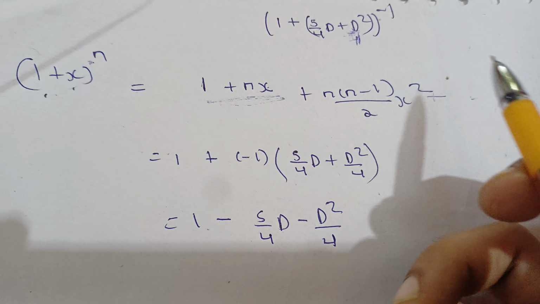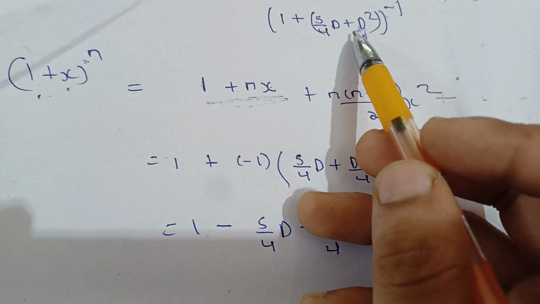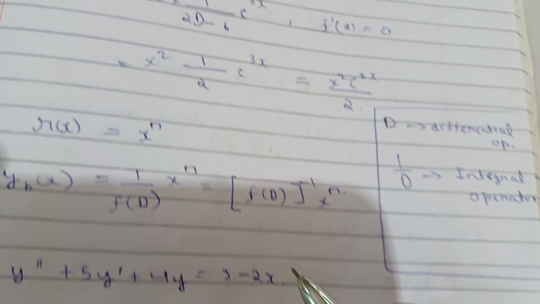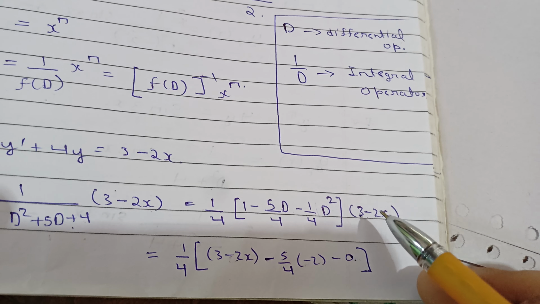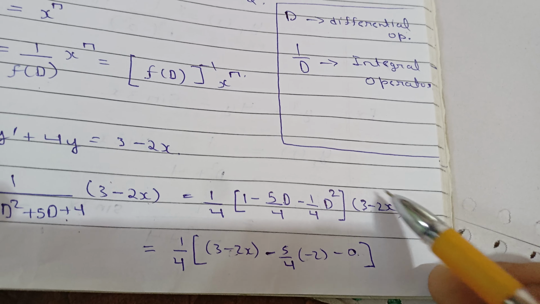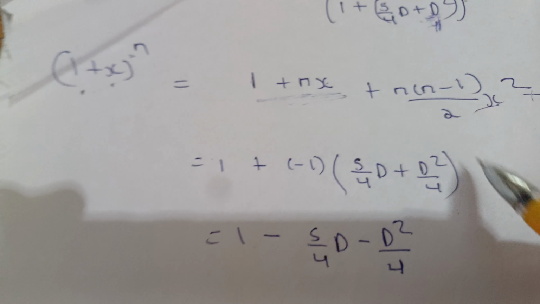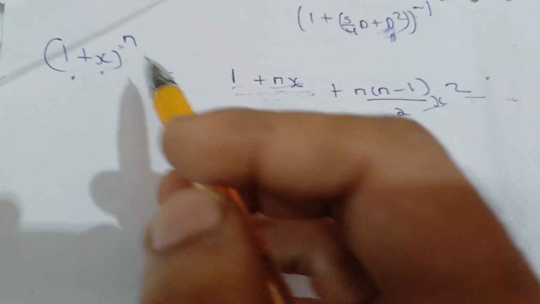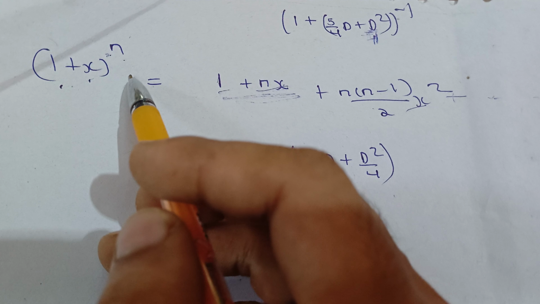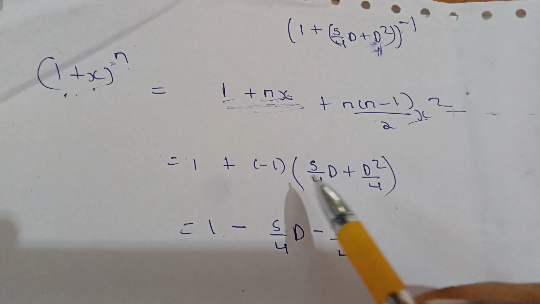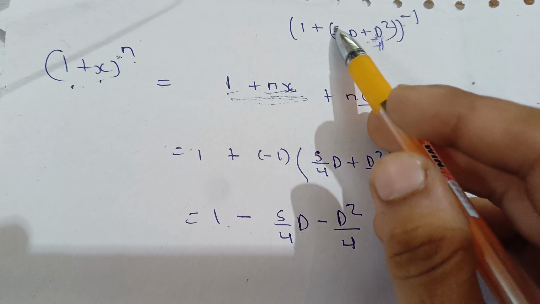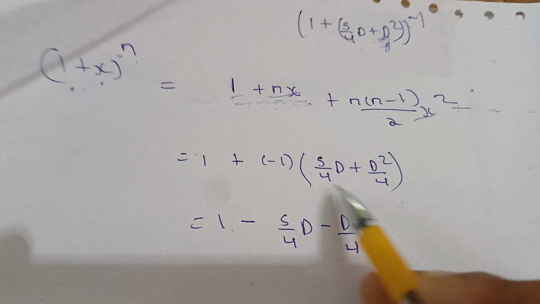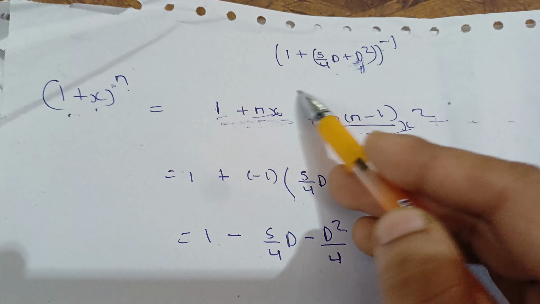Okay. But see, we have D in place of x. So these higher terms, the square terms and the next terms, when they operate on this term, which is just x to the power 1 only, will give you 0. So you don't need to put these terms here, you just need these two terms only. So we will use only these two terms. Here n equals minus 1, so we'll substitute 1 minus x, and x is this 5 by 4 D plus D square by 4. So we'll get 1 minus 5 by 4 D minus D square by 4 as your solution for this.